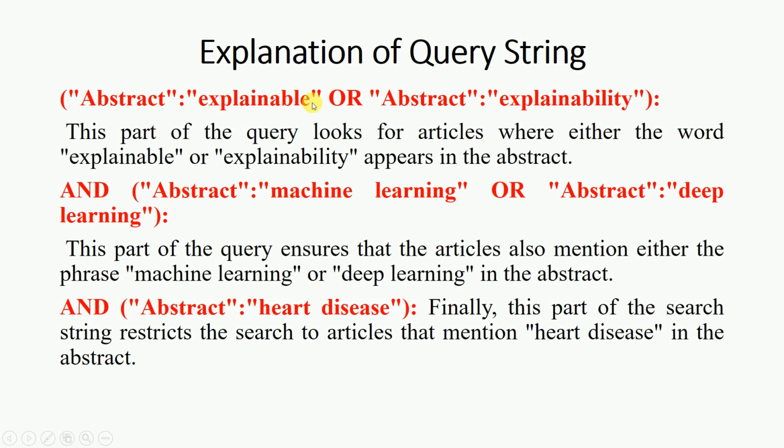The first part of the query looks for the articles where either the word explainable or explainability appears in the abstract. The second part of the query ensures that the articles also mention either the phrase machine learning or deep learning in the abstract. And the final part of the query restricts the search to the articles that mention heart disease in the abstract.